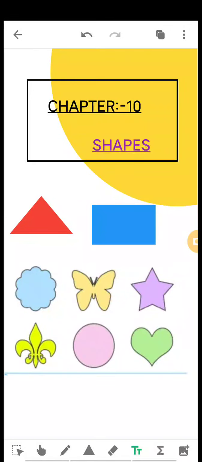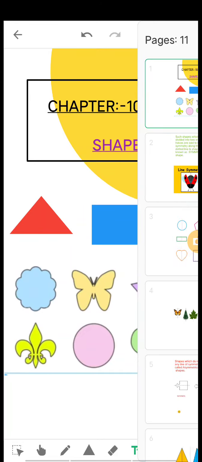Hello students, today we are going to learn about shapes. By the end of this video, you will be able to understand symmetrical shapes, line of symmetry, asymmetrical shapes and symmetry in alphabets. So, let's start.